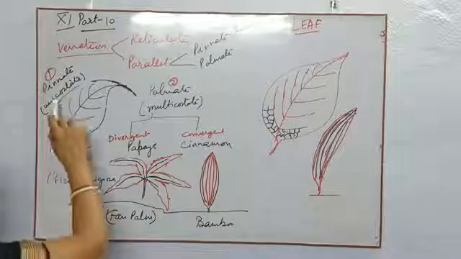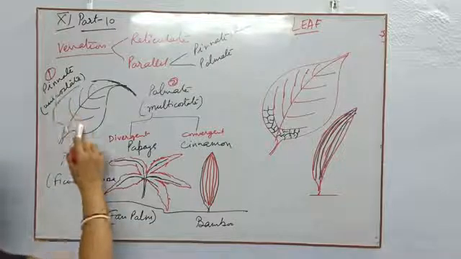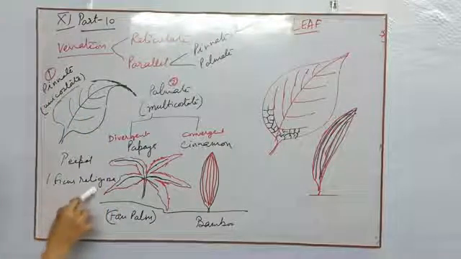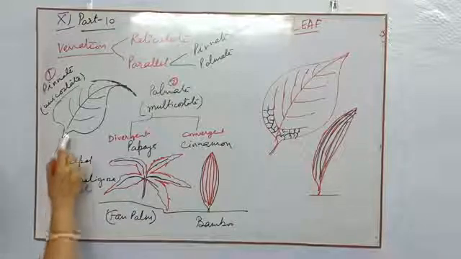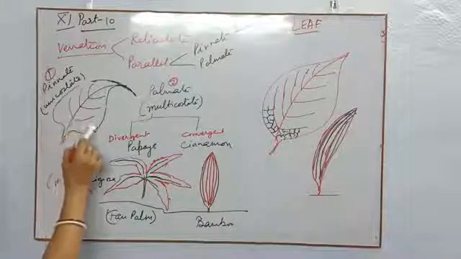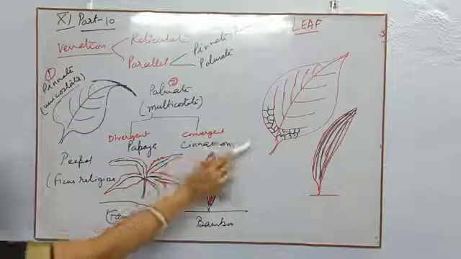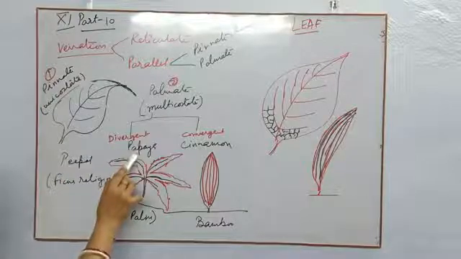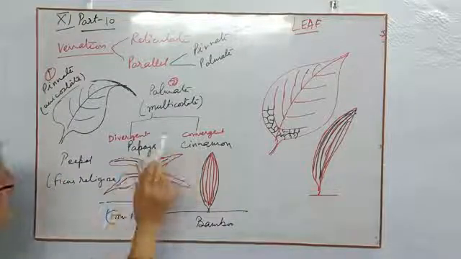Now, if it is pinnate unicostate, have you seen the peepal leaf? The biological name of the peepal plant is Ficus religiosa. So it has one midrib. These are the side branches of the midrib. Then they have some reticulate venation like that. So this is unicostate.